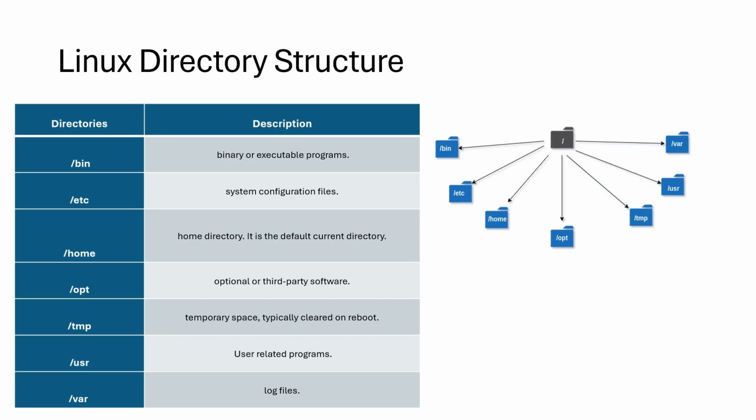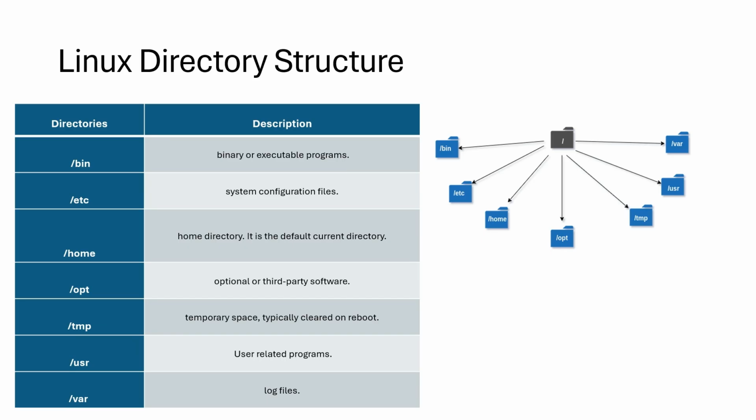And then /usr, this is /usr. So /usr will have all user related programs. It contains binaries, libraries, documentation, and source code for the second level programs. So /usr will have subdirectories like /usr/bin, which contains the binary files for the user programs.